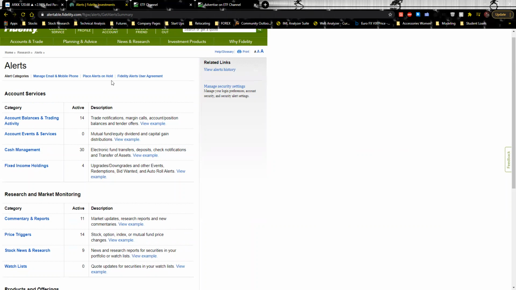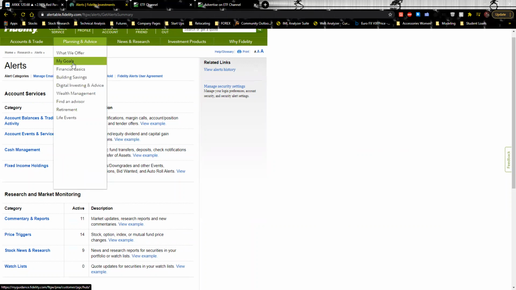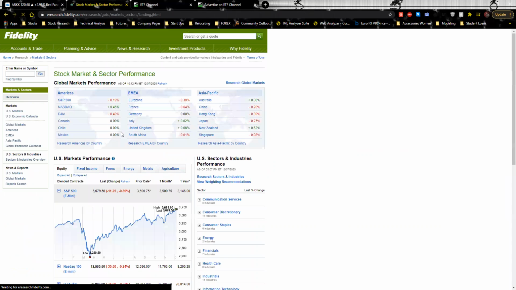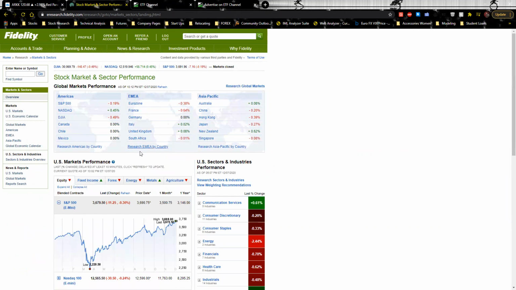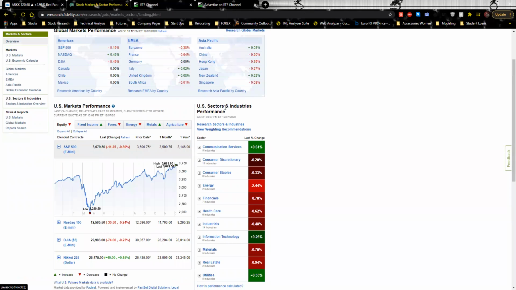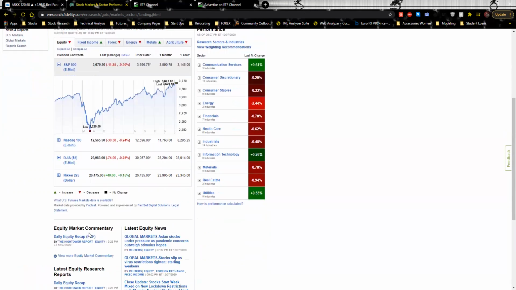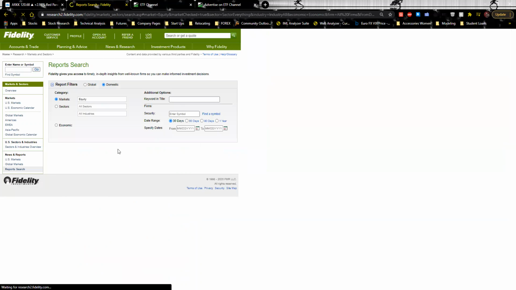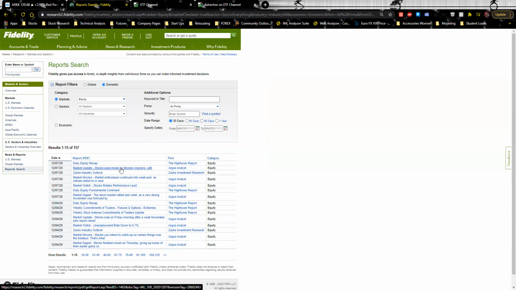Another thing you want to look at as well. Here you go to market sectors and performance, and you get the daily overview of what happened during the day. All this is good information. If you want to read the daily equity recap, this is very good information. These basically tell you what they are seeing for the daily equity. This one came from the HighTower report.